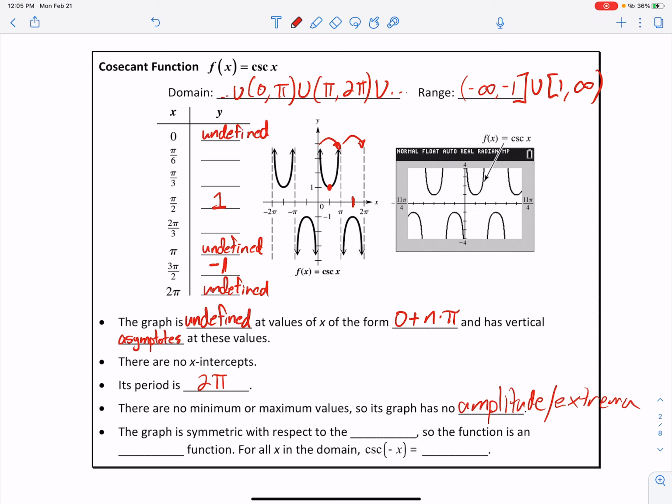The graph is symmetric. This one, got to think about it for a moment. Yeah, origin. So the function is an odd function. And then the odd function definition means that we can get negatives out. If the negative is in there for the argument, we can pull it out. Sorry for the little writing up there.